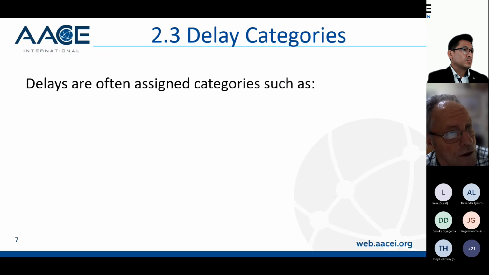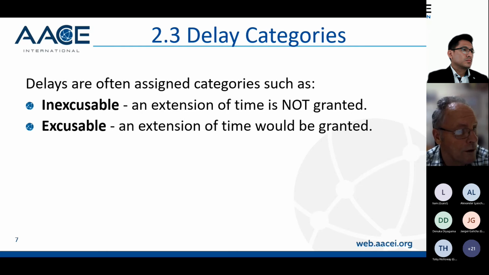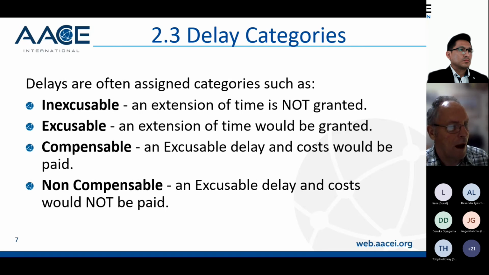So delay categories, once you've evaluated delay, it is normally categorized. So an inexcusable delay is a delay by the contractor and an extension of time is not granted. Whereas an excusable delay is when an extension of time would be granted. So that's when a delay is ascertained as not the responsibility of the contractor, and therefore an extension of time would be granted. Then there's compensatable, which is an excusable delay granted to the contractor and costs will be paid for that delay. And then there's non-compensatable, which might be an excusable delay and costs would not be paid. And again, these should be clarified under the terms and conditions of the contract.